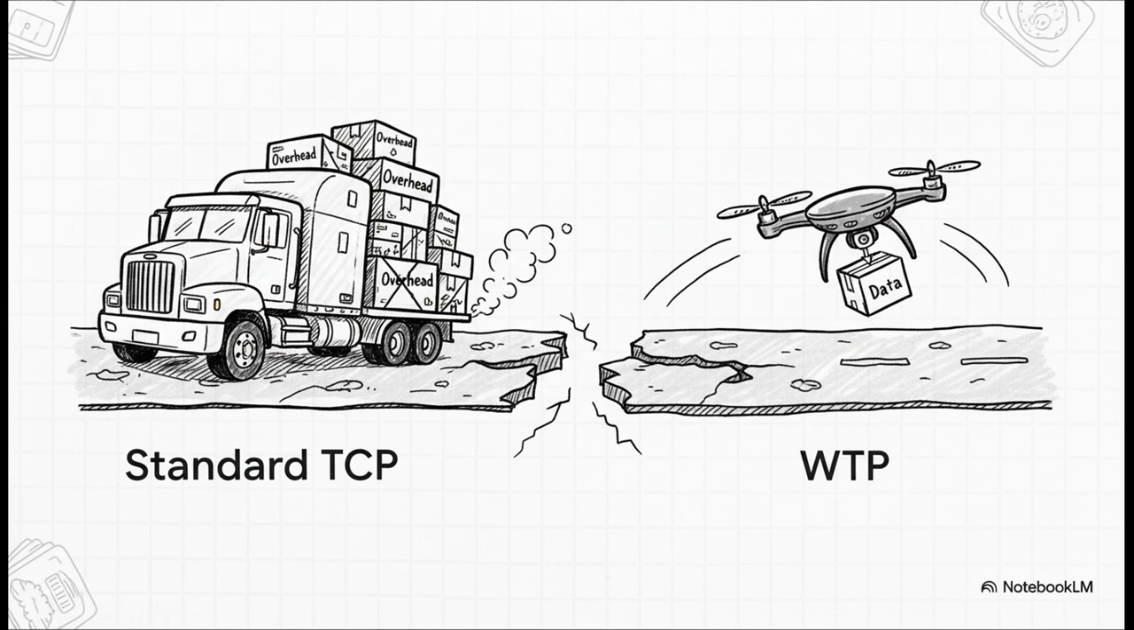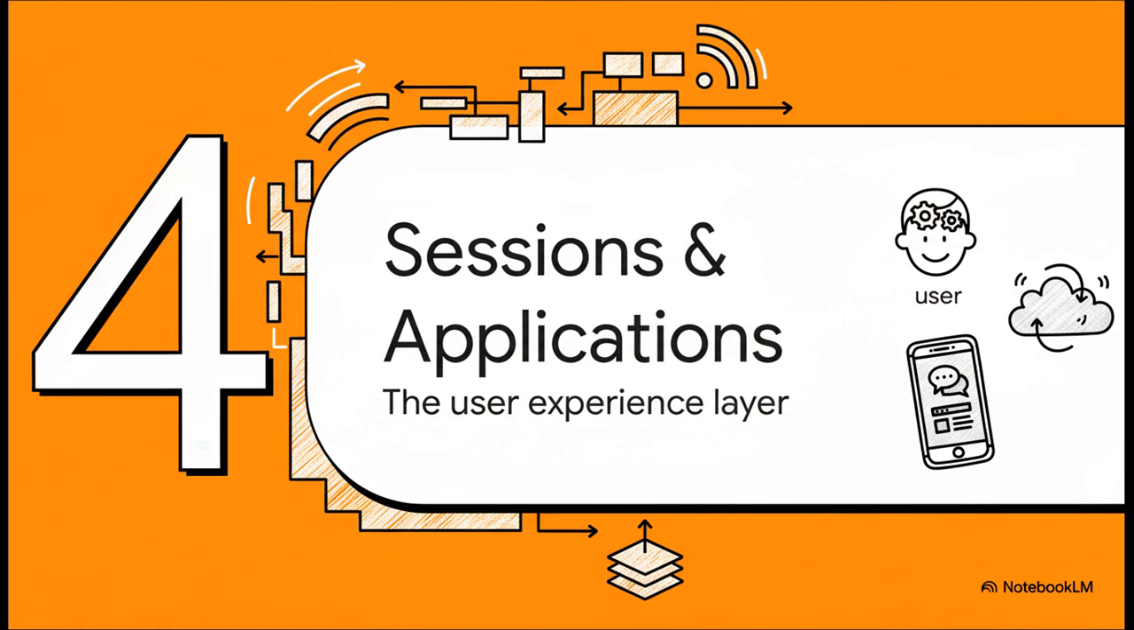Here's a good way to think about it. TCP on the regular internet is like a massive, reliable semi-truck. It gets the job done, but there's a lot of overhead. WTP, on the other hand, is more like a nimble delivery drone. It's lightweight, it's fast, and it was perfect for those shaky, slow wireless connections where literally every bit of data was precious.